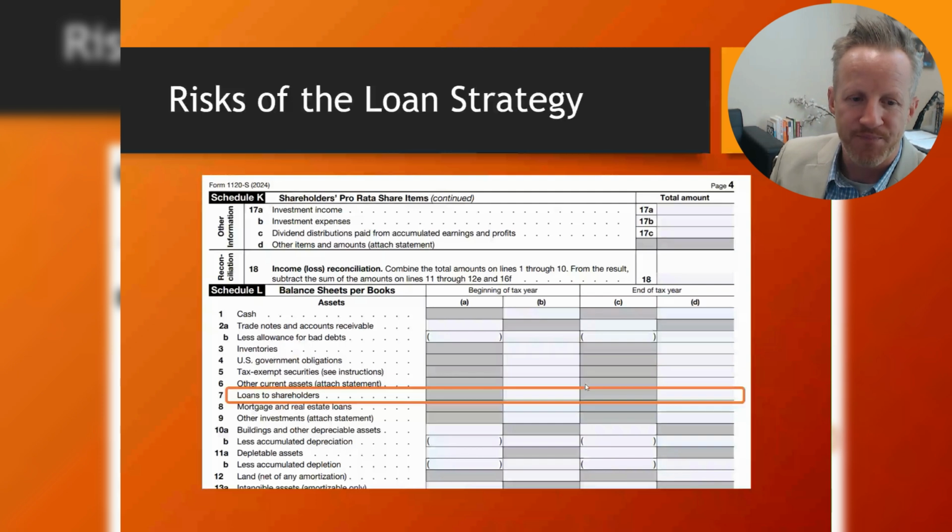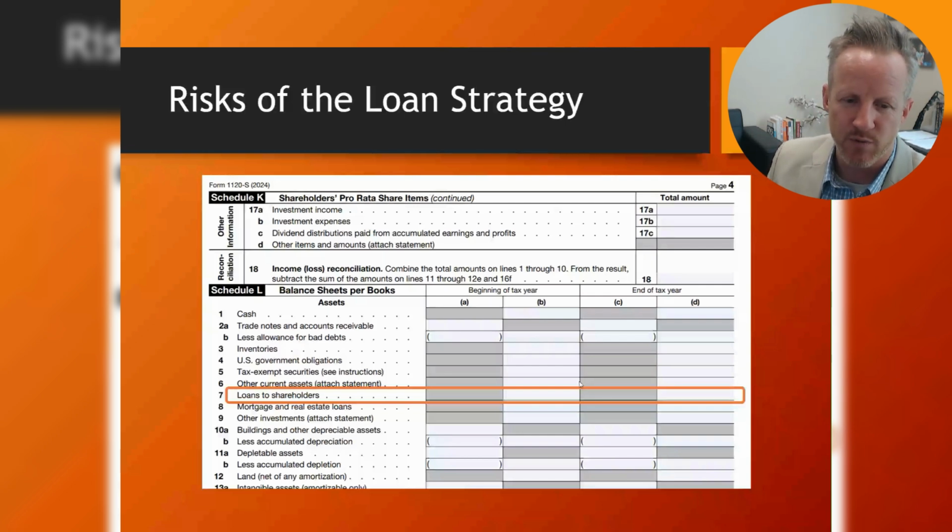This is just a few pages down from the main page. It's on page 4 and row 7. This is the 2024 version. Row 7, loans to shareholder. So the IRS, their system can flag that immediately and automatically. Doesn't even need human involvement to be flagged.